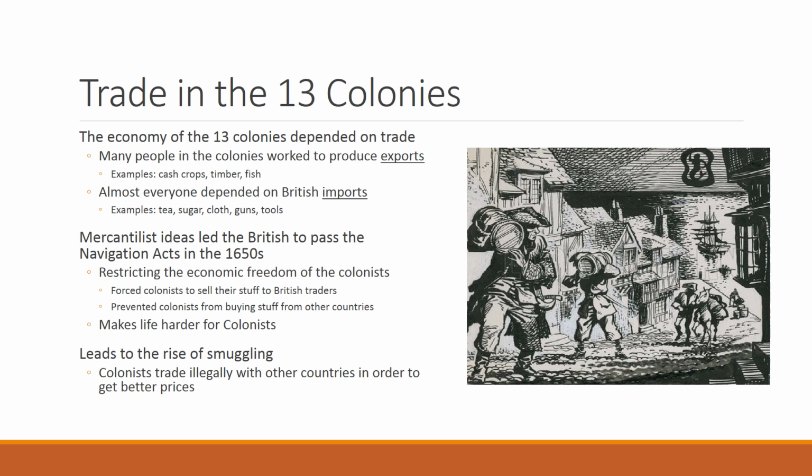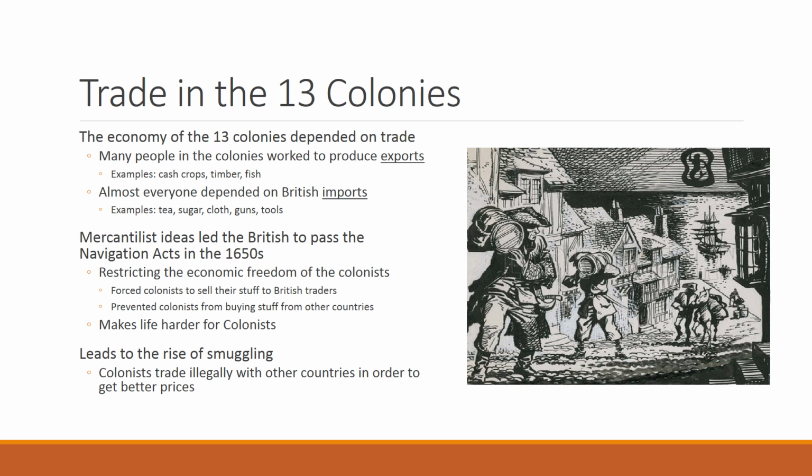So this is all complicated by the fact that mercantilist ideas lead Britain to pass the Navigation Acts in the 1650s. So remember, mercantilism is when a country tries to regulate trade in order to get as much money as possible. And the thinking here was that if the British wanted to make it so that the 13 colonies could only trade with Britain, that way Britain would get all of the stuff that the colonies produced, and they would get to sell all the stuff they made to the colonists. So the idea was that it would increase the amount of money that Britain could get out of the colonies.